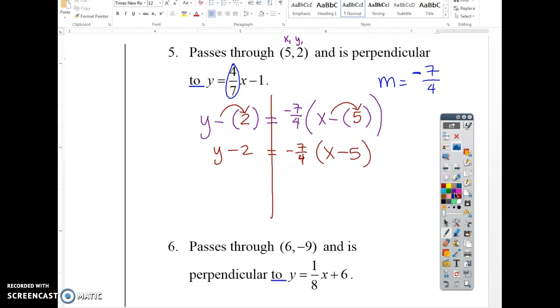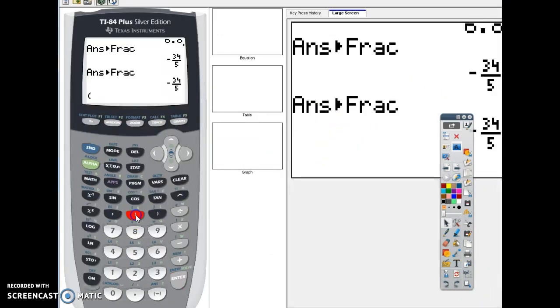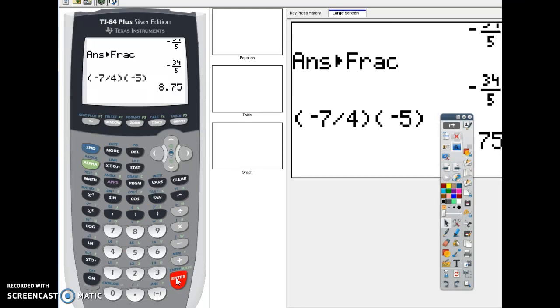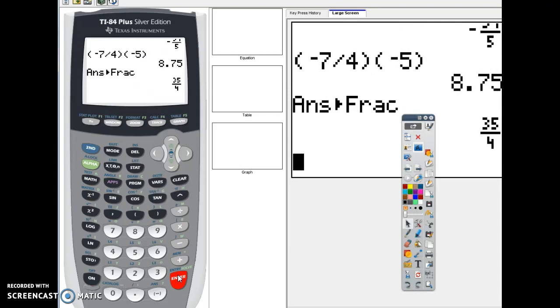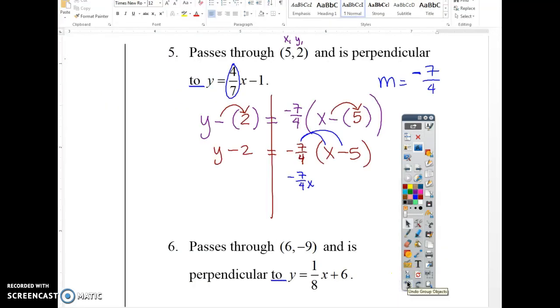What's the next step? Distribute, so -7/4 times x, -7/4 x, and -7/4 times -5. Put that in the calculator with parentheses around the fraction. Parentheses, -7/4 times -5. It's a positive. Math, enter. Positive 35/4. Did everybody get that? What was it? 35/4.